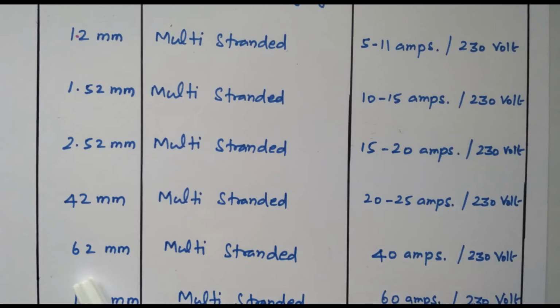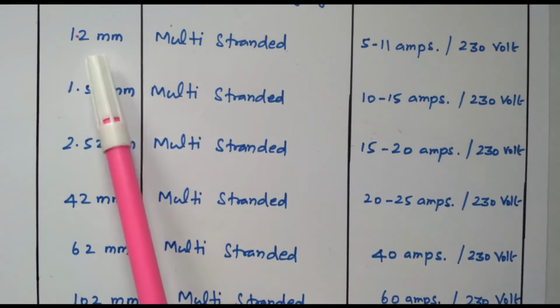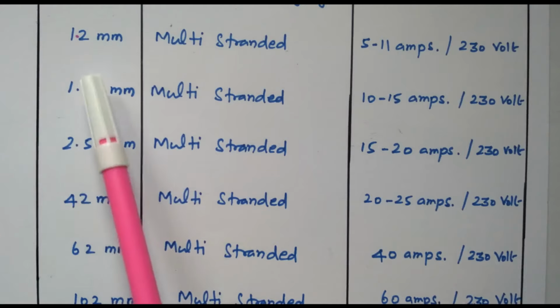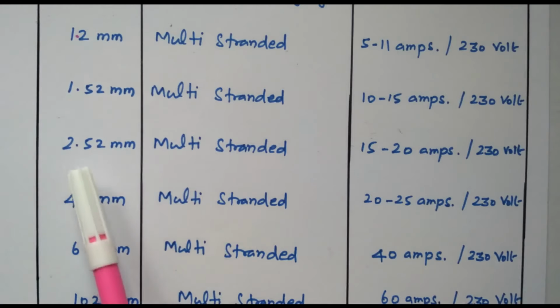Then go to the 6 square millimeter. It's also multi-stranded, so we are able to carry current up to 40 amperes. The voltage remains the same, 230. So starting from 1.5, 1, this is a standard size of conductors available in the market. According to our requirement, we can choose any one of these conductors.